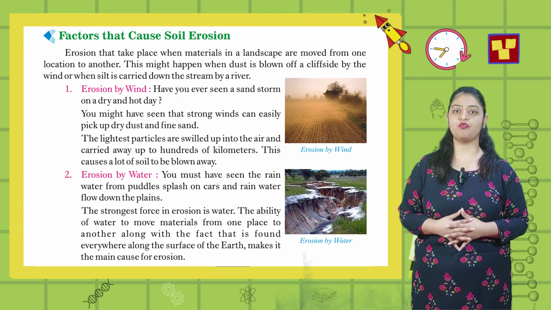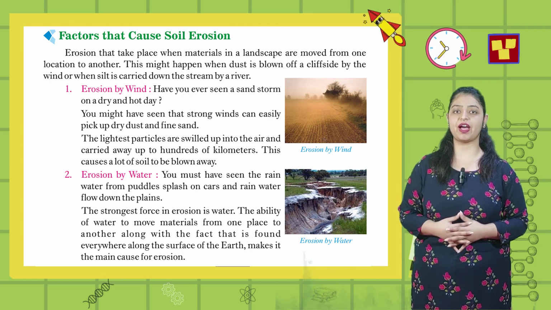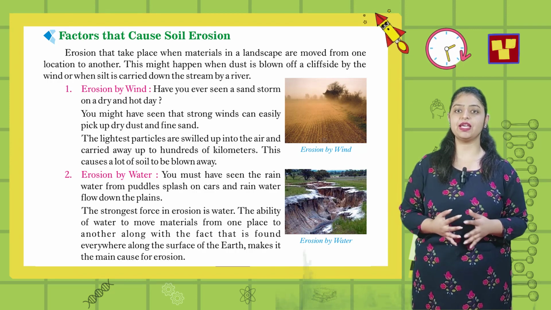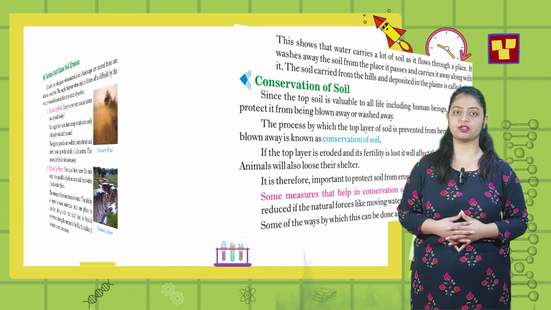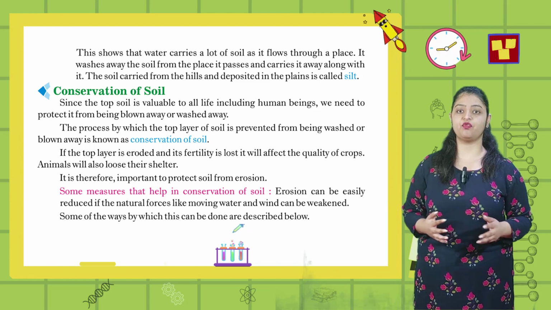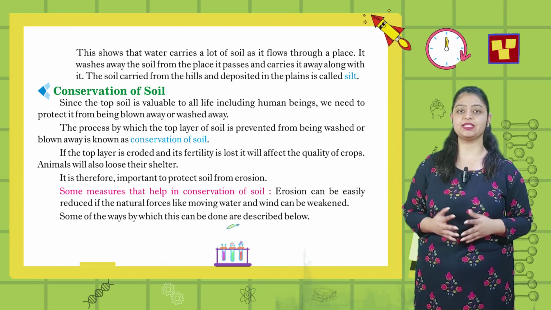The ability of water to move materials from one place to another, along with the fact that it is found everywhere along the surface of the earth, makes it the main cause of erosion. This shows that water carries a lot of soil as it flows through a place. It washes away the soil from the place it passes and carries it along.